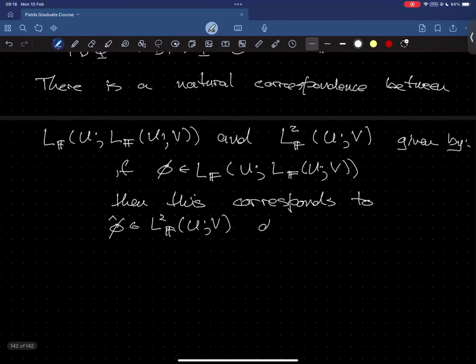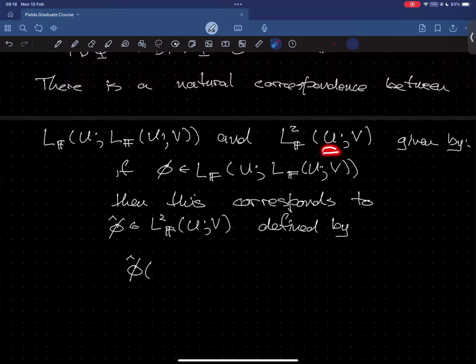And let me tell you how you define this. Okay, so phi hat is going to be a bilinear mapping. So it's going to take two arguments from U and give you something in V. Okay, so it's going to be U1, U2, and I'm going to define that in terms of phi. And basically, you do the only thing that you can.